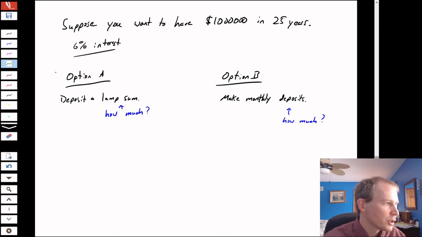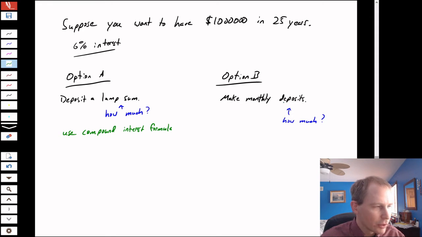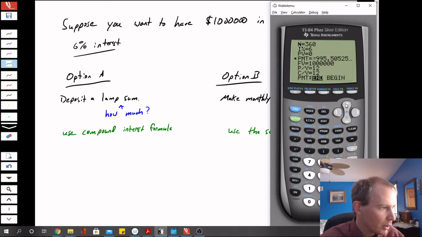So the first thing that I want to do is to point your attention to the difference here. If I'm putting one chunk of money at the beginning, one lump sum, that's when we use the compound interest formulas. If I'm making regular deposits, that's when we use the savings formula. So I wanted to point your attention to how to identify the difference between those. And if you use your finance solver, it doesn't really matter all that much, because you just put your information in and you solve for what you're looking for.